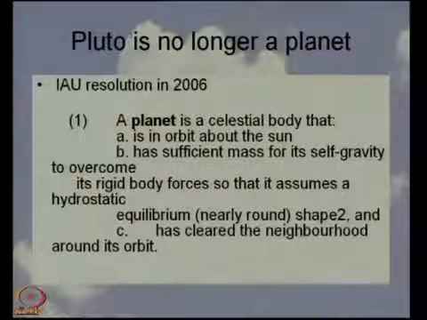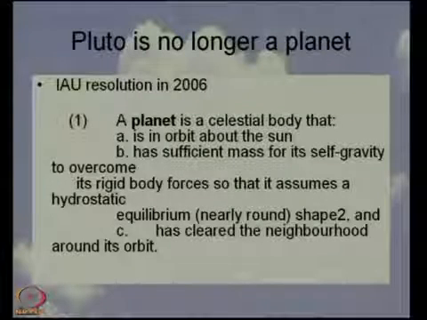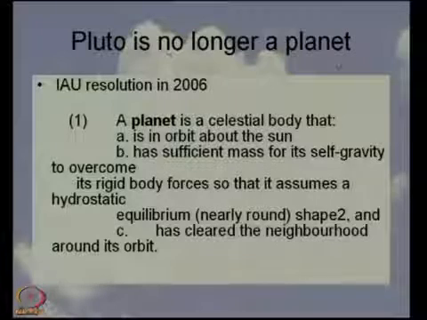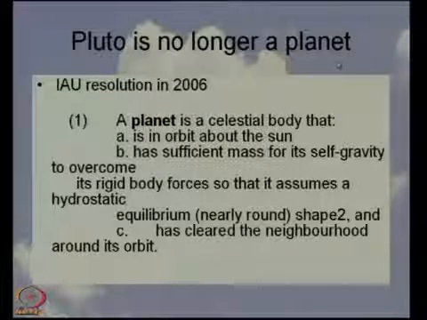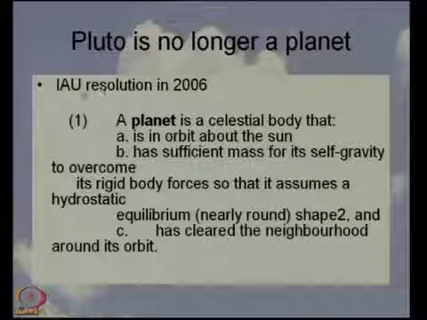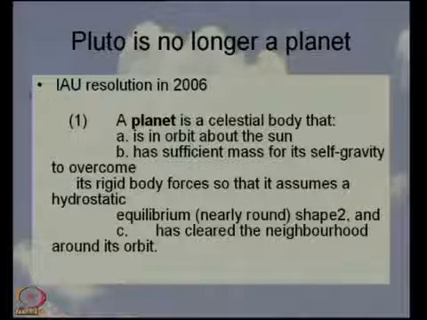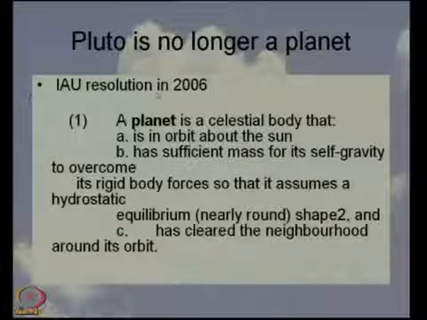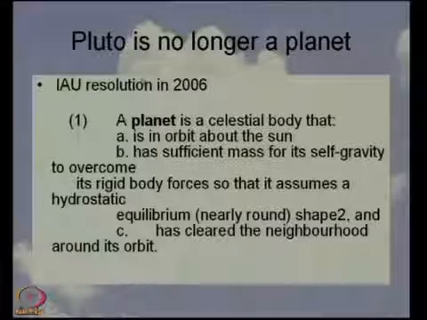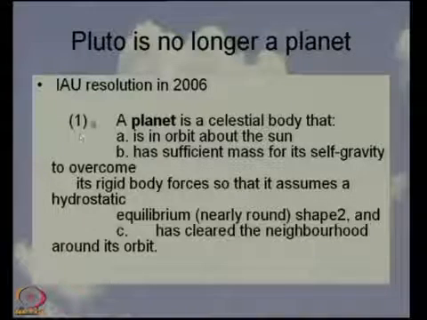Now, let us address a related question: what happened to Pluto? Why is Pluto no longer a planet? The reason is that there was an IAU resolution, International Astronomical Union, in 2006. Let me summarize the resolutions of the International Astronomical Union. It defined what is a planet.